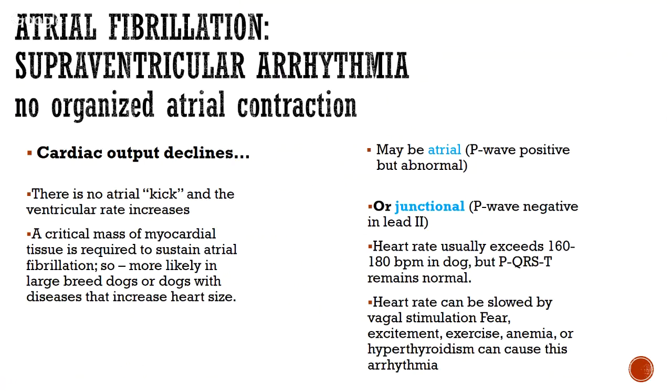It may be atrial, so the P wave is positive but abnormal, or it could be junctional. The P wave is negative in lead two. It should always be rising above the line, but if it's negative, we call that a junctional arrhythmia. The heart rate will usually exceed 160 to 180 beats per minute in the dog, but the PQRST remains normal. So everything looks normal, but we'll have an increased rhythm. The heart rate can be slowed by vagal stimulation, fear, excitement, exercise, anemia, or hyperthyroidism. Anything that causes that can cause this arrhythmia.